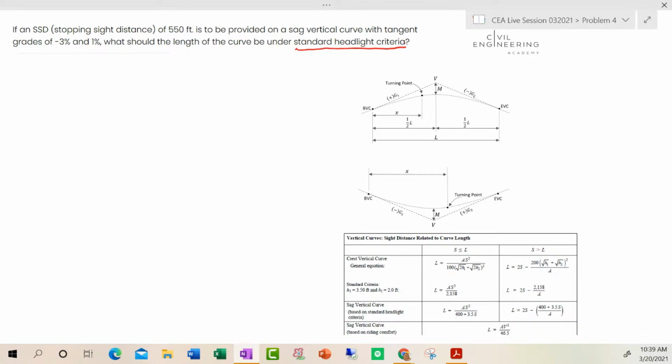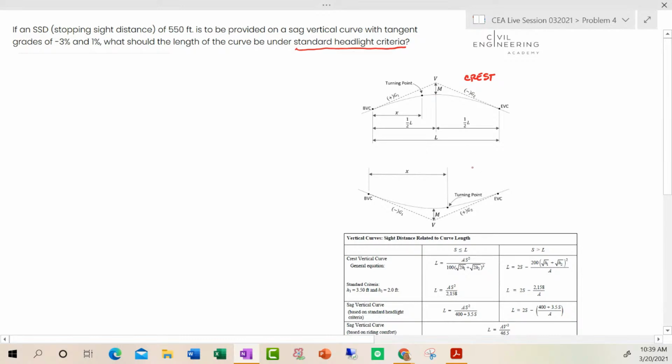But first thing I wanted to do is look at the anatomy of a vertical curve. So before we get into this, I'll put the label up here. This one is a crest curve, right? Because it's got a peak right here at the top.